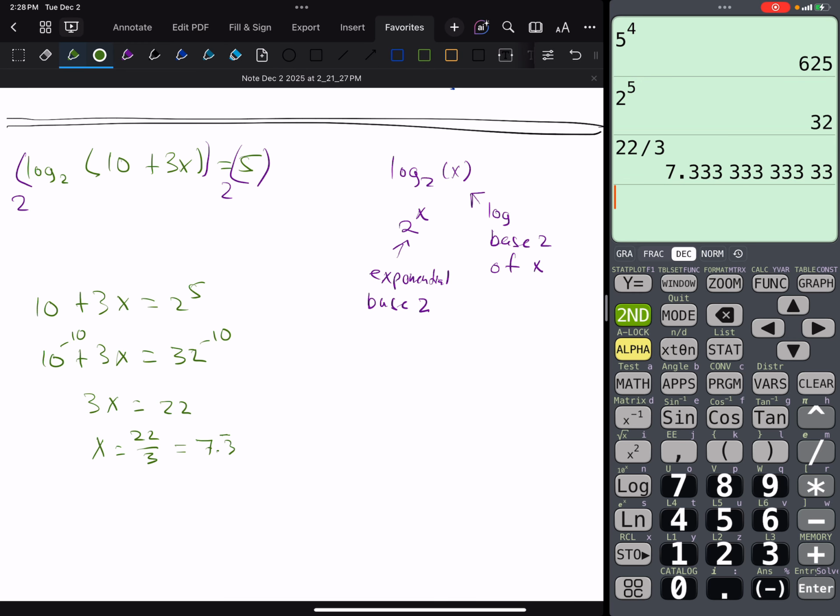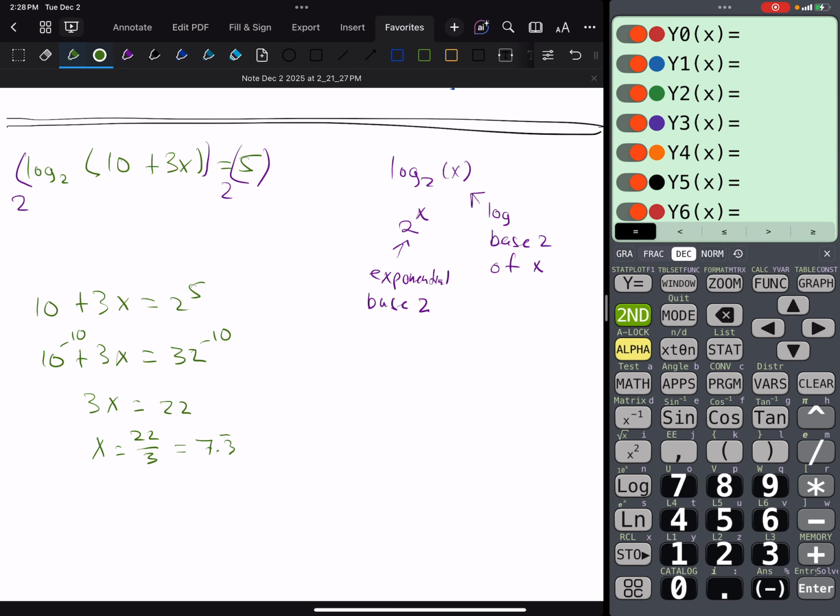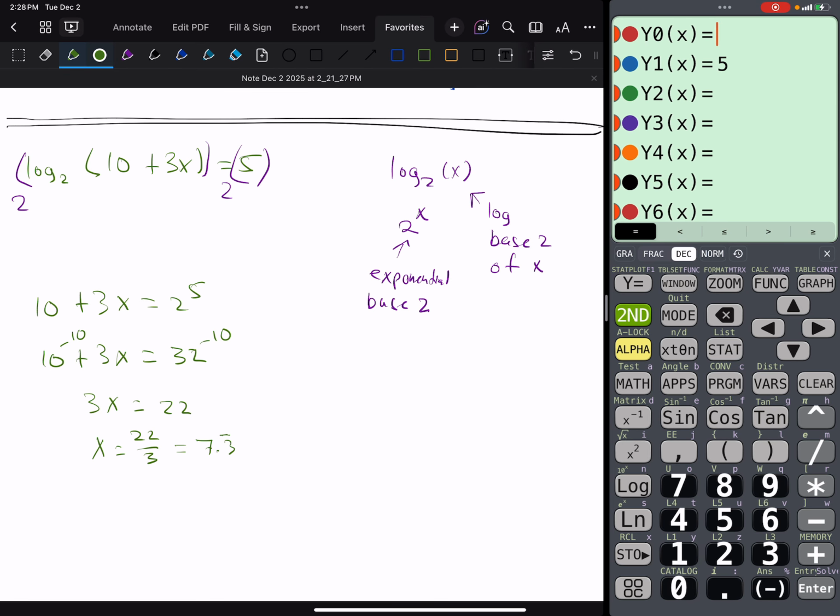Now, how could I check this? Well, I'd want to graph it, right? I'd want to graph the left-hand side and the right-hand side. On the right-hand side, that's easy. That's just 5, right? And I'd look for the intersection between that and this curve. The problem is I still don't have a log base 2 button on my TI-84 style calculator.